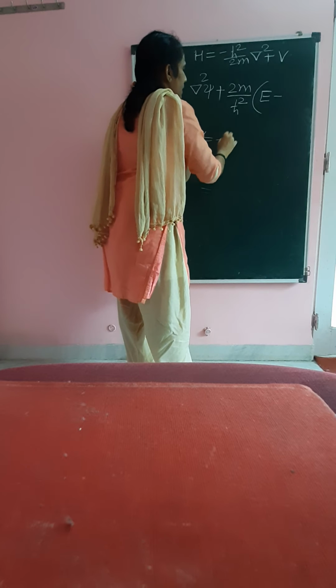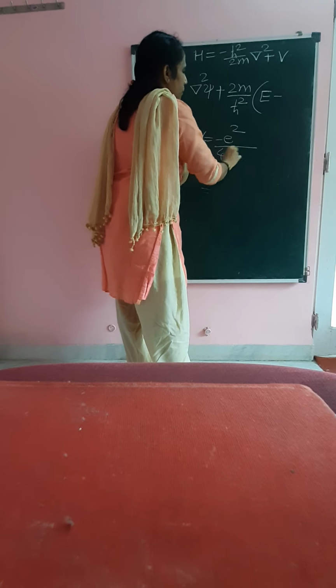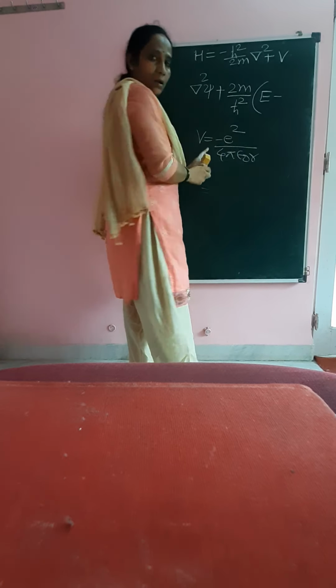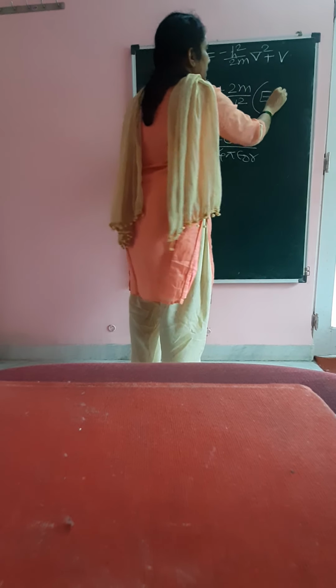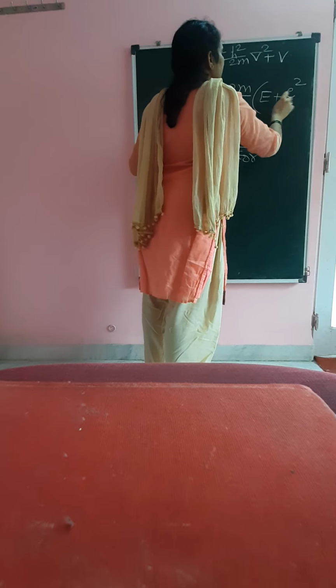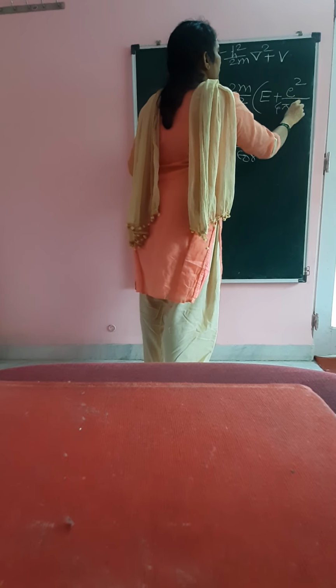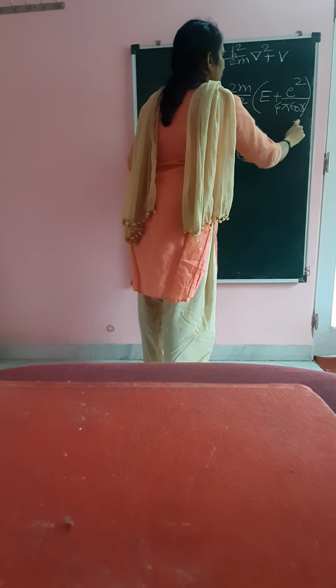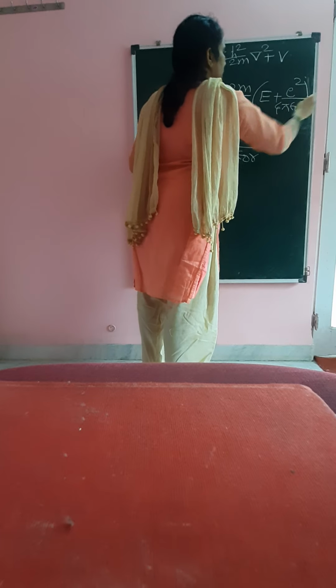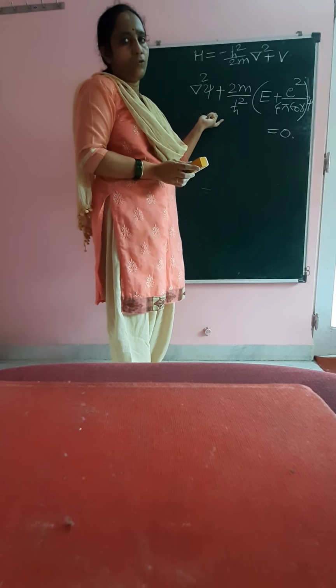But earlier you know that V is this, minus e square by 4 pi epsilon naught r. So we are going to substitute this V. So this minus minus will become plus, and it will be e square by 4 pi epsilon naught r and psi. This psi is here. I'll let this take here only. It is equal to 0.